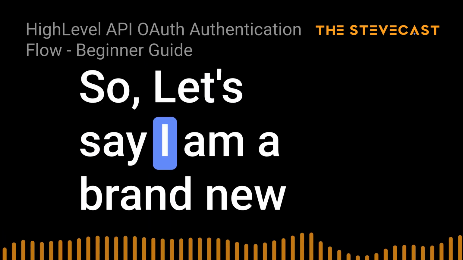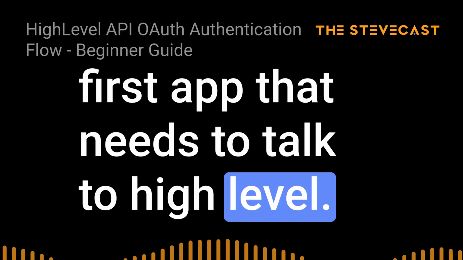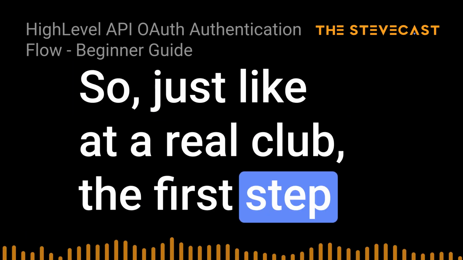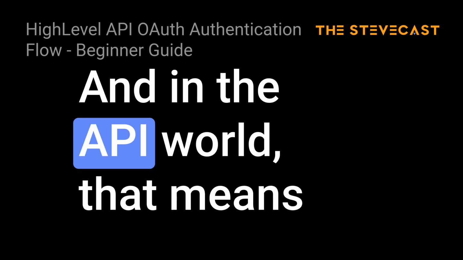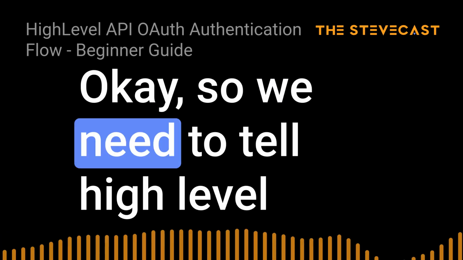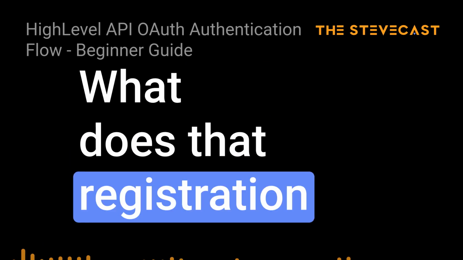So let's say I am a brand new developer and I'm building my first app that needs to talk to HighLevel. Where do we even start? Just like at a real club, the first step is to get on the guest list. In the API world, that means registering your app on the HighLevel marketplace. So we need to tell HighLevel about our app before we can do anything else. What does that registration process look like?